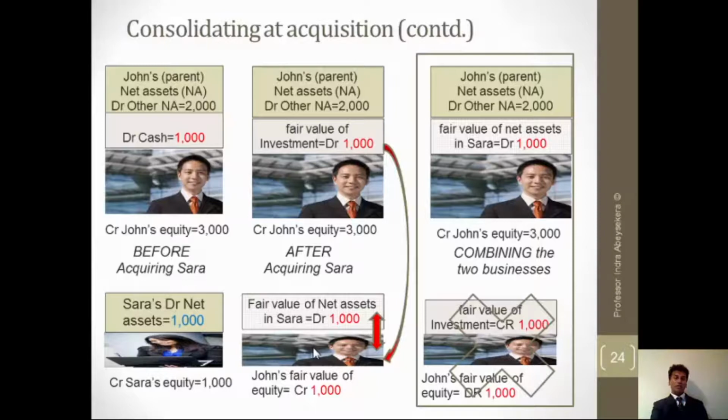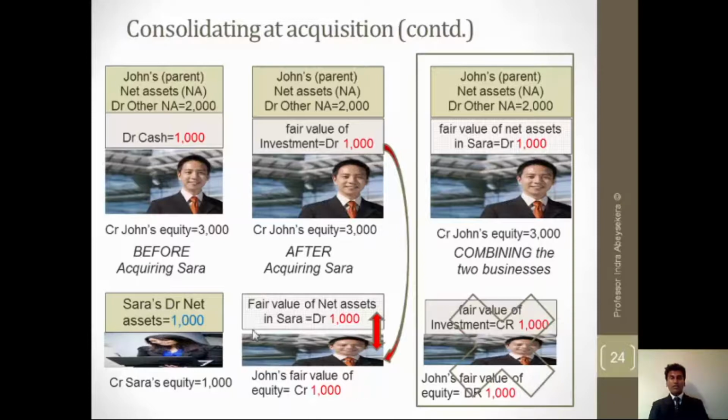In that business combination, we can't have two Johns because it is a combined entity that belongs to John. So what we do is, here's the investment John made, 1,000, and for that investment Sarah's company sold shares to John, and that's why John appears in Sarah's company as the owner. So in business combination, we eliminate these two by reversing them.